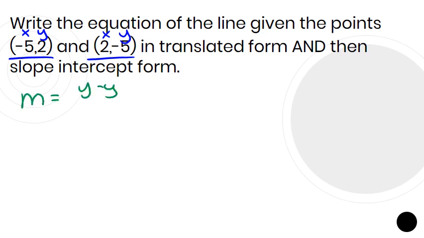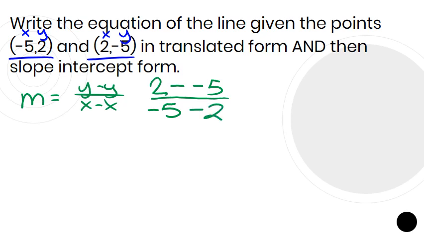Slope is y minus y over x minus x, which comes from rise over run. So my first y value is 2. I'm going to subtract my second y value of negative 5. Watch those double negatives. My first x value, the pattern will be negative 5, subtract 2. Double negative becomes positive. Negative 5 minus 2 is negative 7. Do not leave it that way. Always simplify or reduce your fractions. So my m is equal to negative 1.